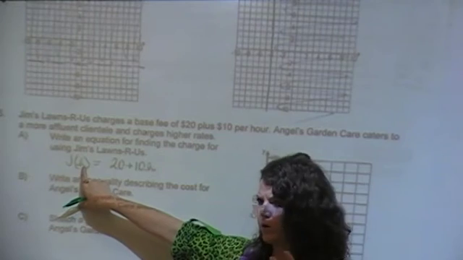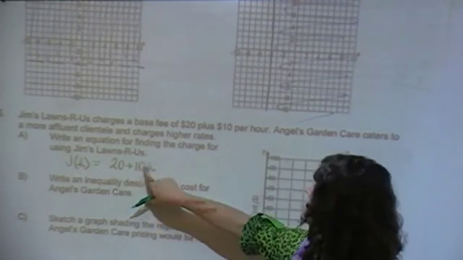Okay, Jim's Lawn Service. If we're going to write an equation, we need a B and an M. How we begin and how we move. How do we begin in this thing? $20. How do we move? $10 per hour. And that would be Jim's. I'm just using function notation. This keeps it straight in my head. This is Jim's hourly cost. It's $20 plus 10 per hour.